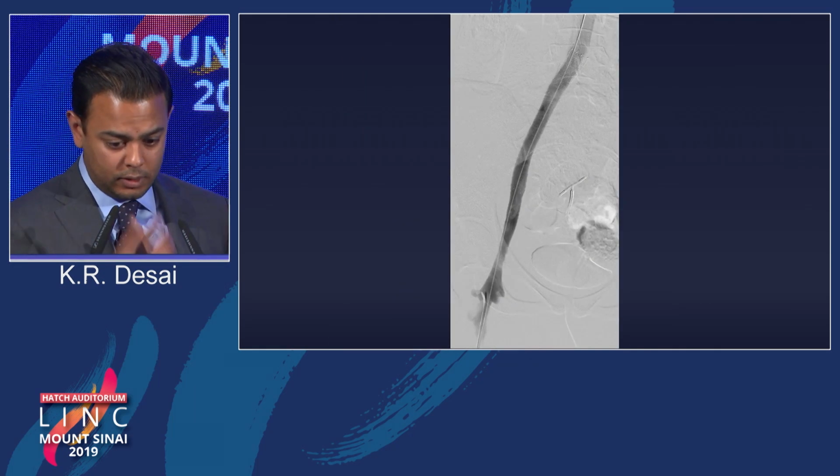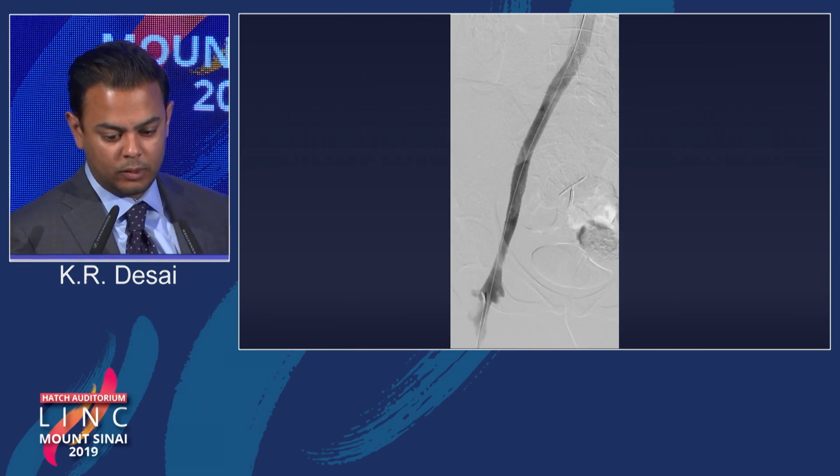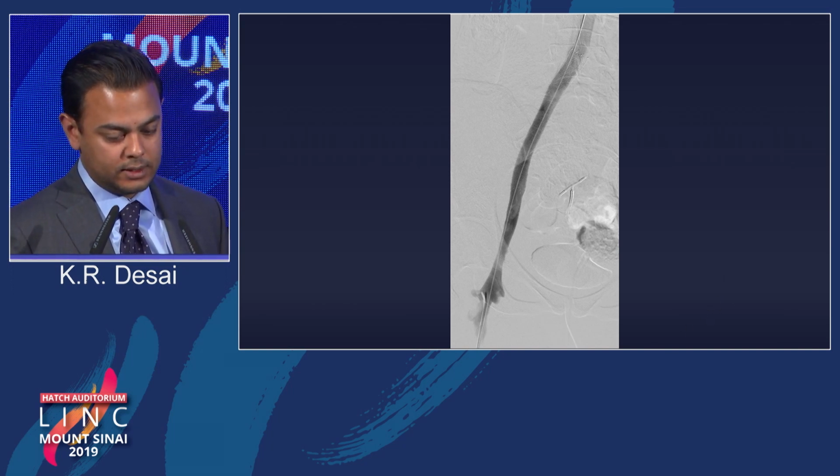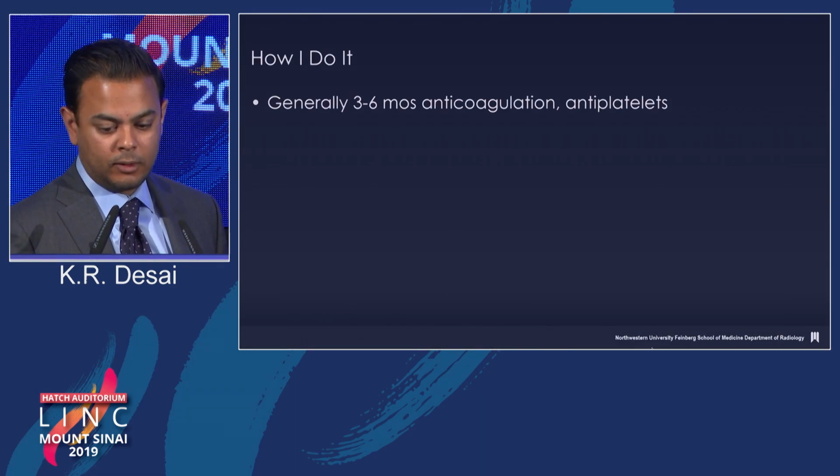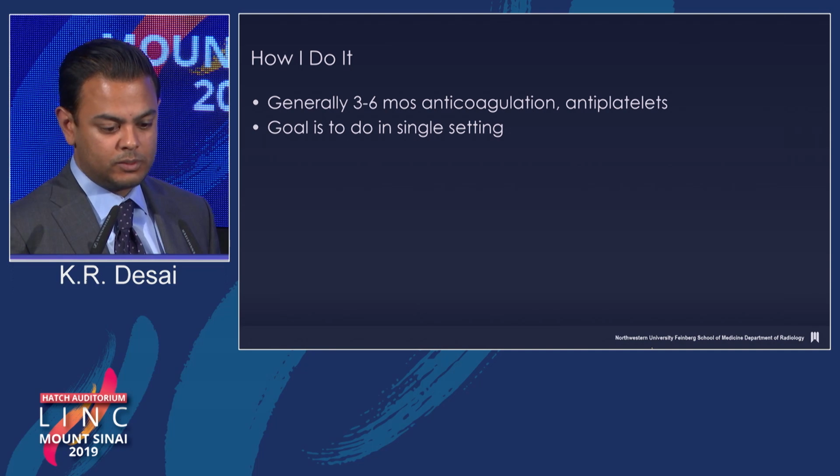In this case, I use one of the newer stents. This is a 14 millimeter by 120 Vici stent that we post-dilate to 14, and here you can see the final picture. So important, usually 3 to 6 months of anticoagulation. We do it for 6 months generally.